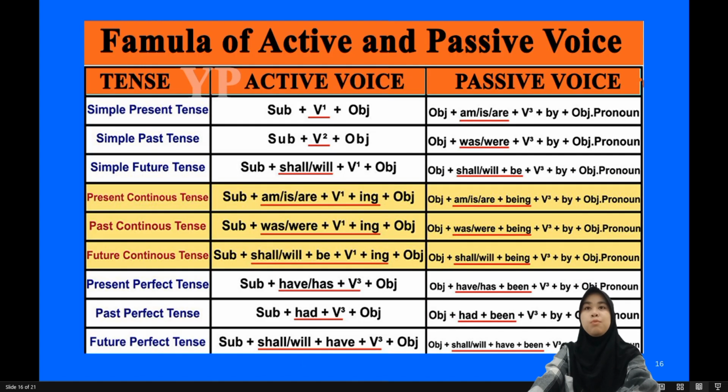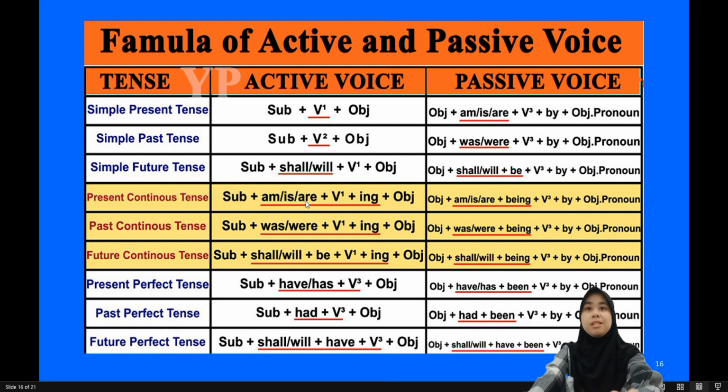And then, the formula of active and passive voice. Simple present tense has the formula subject plus verb 1 plus object. In the passive voice: object plus to be (am, is, are) in simple present tense, and use verb 3 plus by plus object or pronoun. Then simple past tense: subject plus verb 2 plus object, and in passive voice, to be here is was or were because it's past tense, plus verb 3.